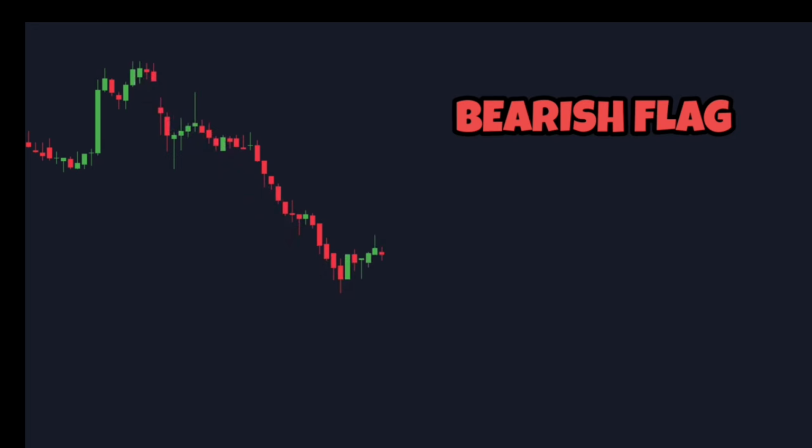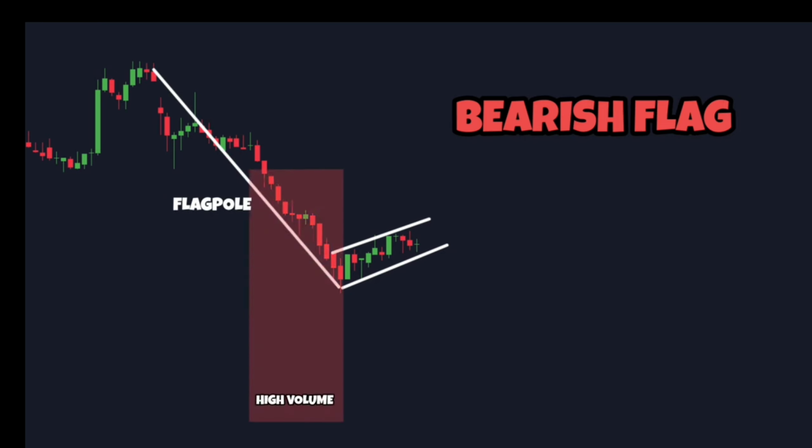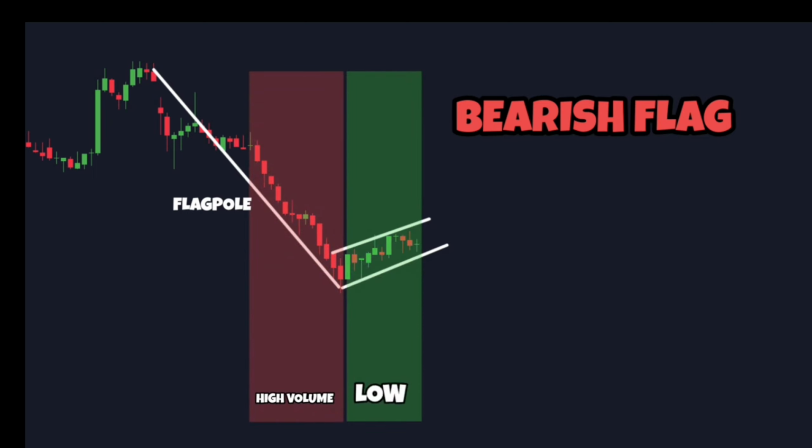Next pattern is bearish flag pattern. This pattern is formed when the market is at downtrend. It will gather buyers and sellers after stretching some bearish side. After gathering buyers and sellers, it will break the trend line with higher volume and still continues to be bearish until the trend ends.